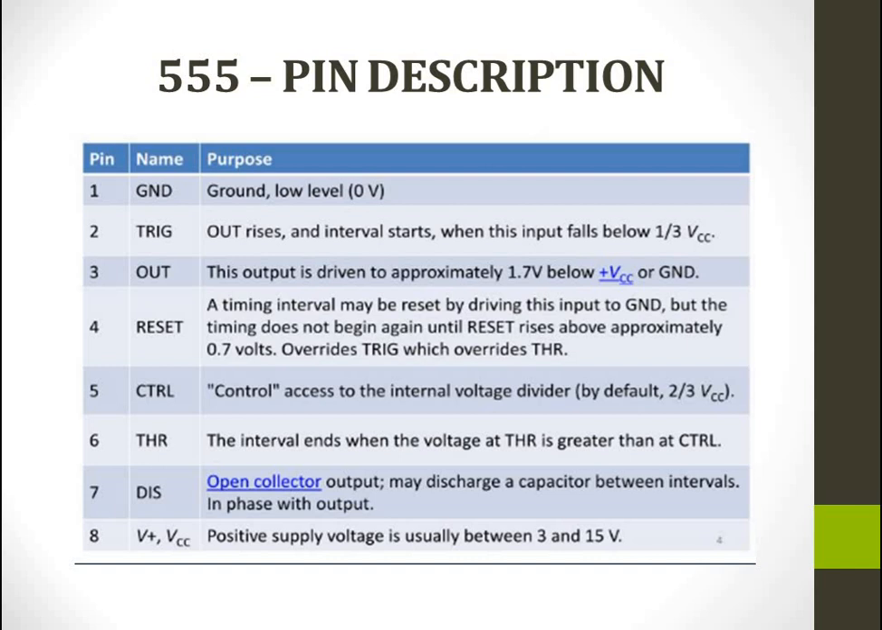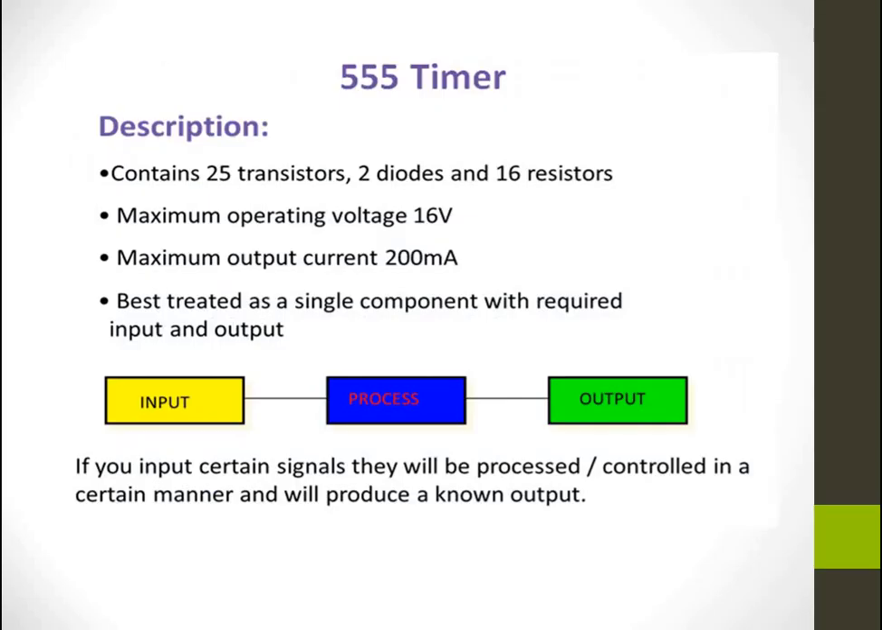We have already discussed the pin numbers and their names, and the purpose of the individual pins. Now, what about the basics of the internal diagram of the IC 555 timer? It contains almost 25 transistors, 2 diodes and 16 resistors. The maximum operating voltage is 16 volts. The maximum output current is 200 milliamps, and it is best treated as a single component with required input and output, and this is used for multiple processing parts.